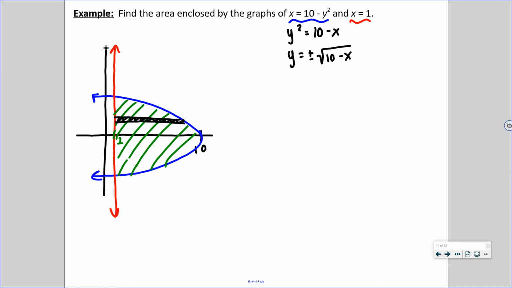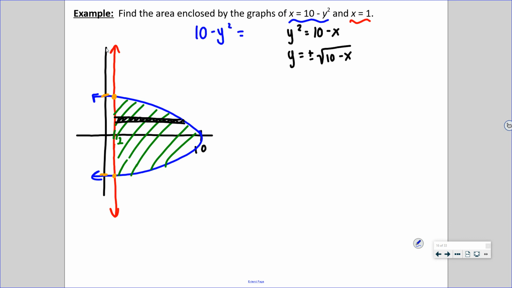Okay, so what you have to be careful of is this is not the integral from 1 to 10, because that would be with respect to x. We have to do it with respect to y. So we've got to figure out where these intersect. To find my bounds, I need to find how low my graph goes in terms of y and how high it goes in terms of y.